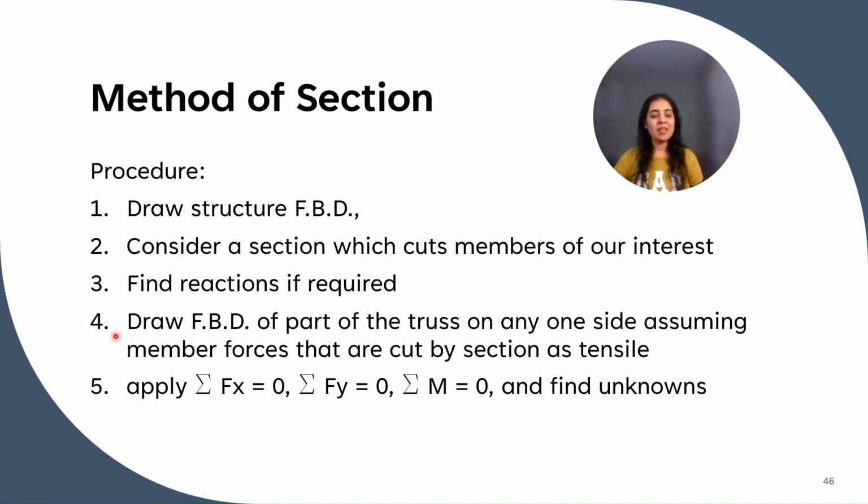Then fourth step is draw FBD of the part of the truss on any one side, assuming member forces that are cut by section as tensile, and apply summation of Fx is equal to 0, summation of Fy is equal to 0, and summation of M is equal to 0, and find unknowns.